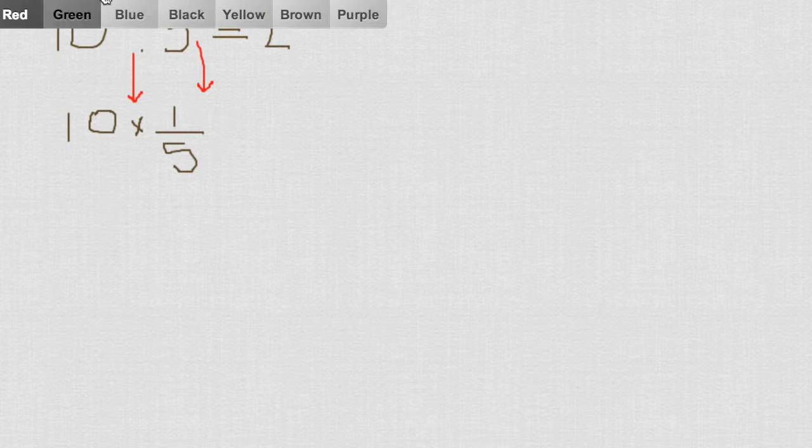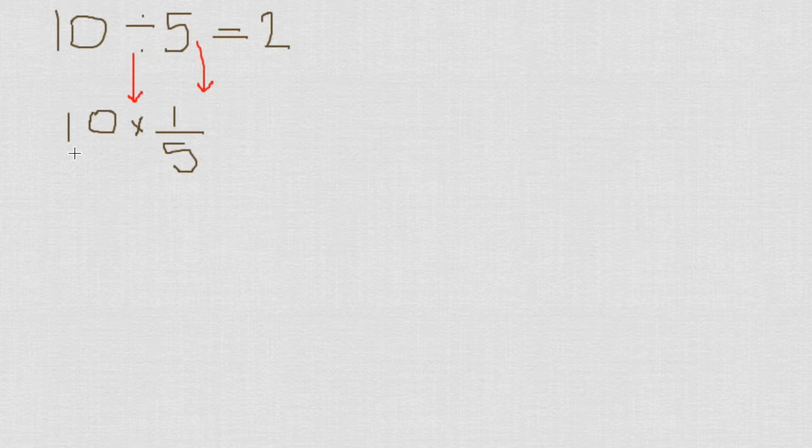Okay, so now I know that when I multiply fractions, I need to go straight across. So remember, any whole number you can put over 1. And then when I multiply straight across, I get 10 times 1 is 10. 1 times 5 is 5. I end up with 10/5. Remember, any fraction is a division problem. And 10 divided by 5 is 2.